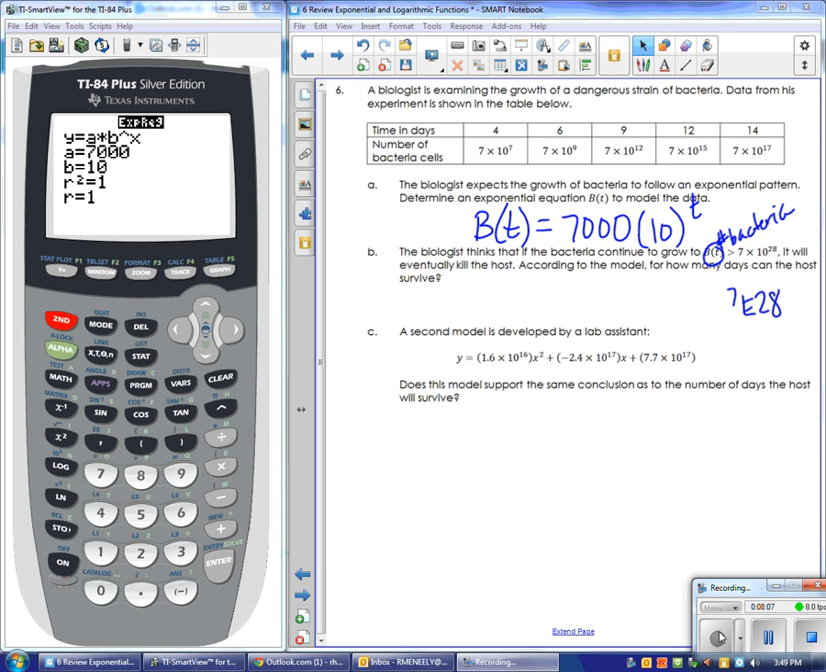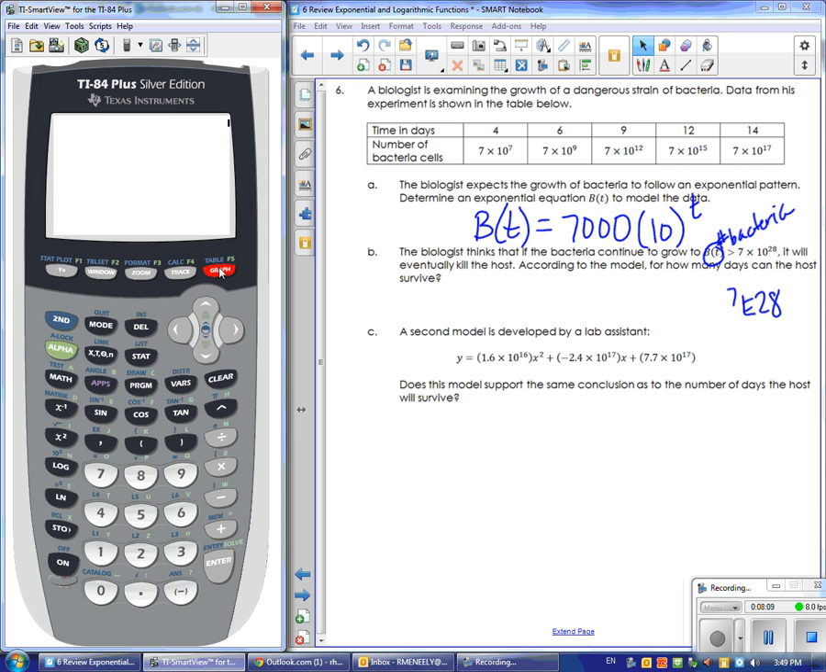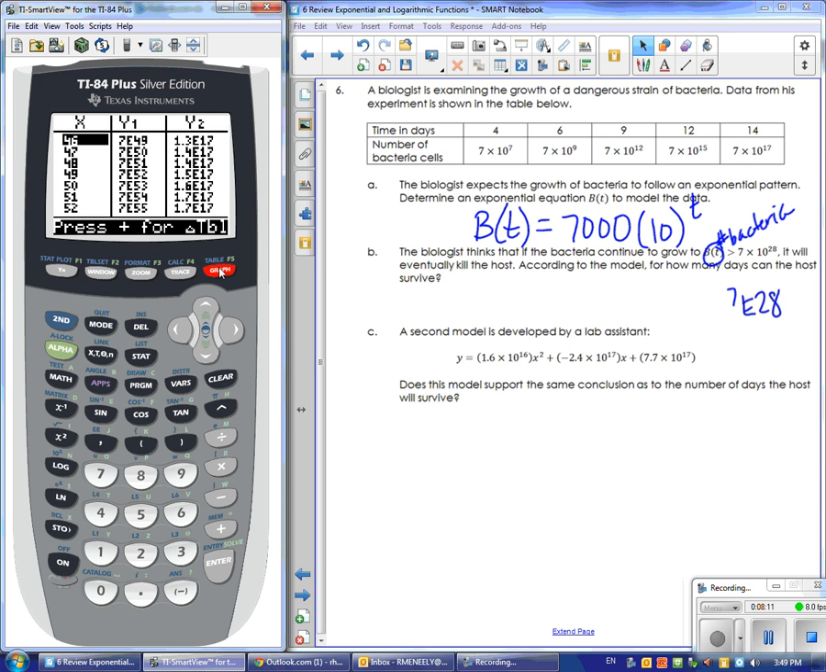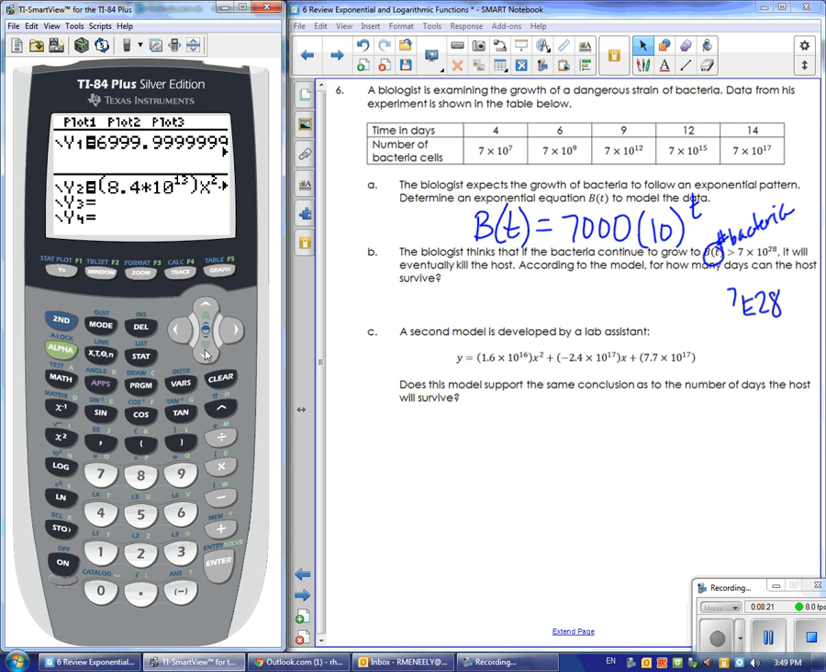Okay, so if I go into my table now, I can see all my X's, I can see all my Y values. Now Y2, I have another equation in there. We can ignore that for right now. In fact, let me go ahead and delete that second equation because that's something that is old.